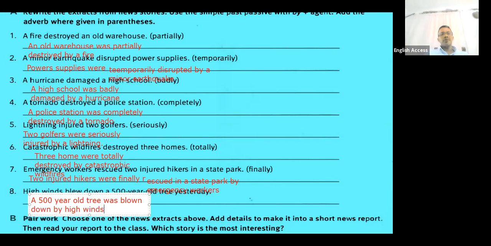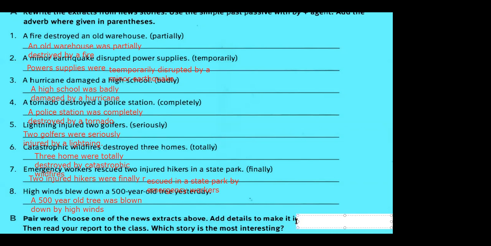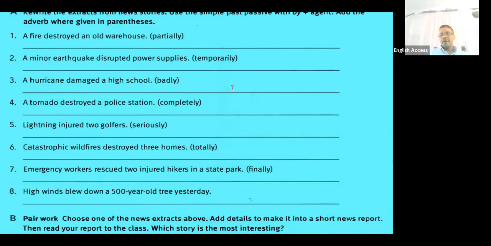Excellent. Just pay attention to your pronunciation. High winds. A 500 years old tree was blown down by high winds. Yes? Excellent. Yes, teacher. Just please, guys, pay attention to the grammar and to the rule, how you convert active sentences into passive. Just follow the rules, practice, etc.